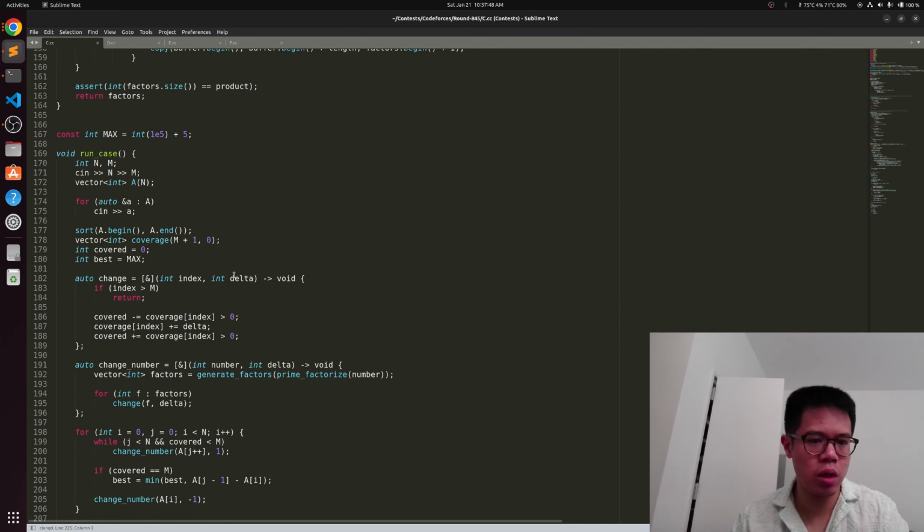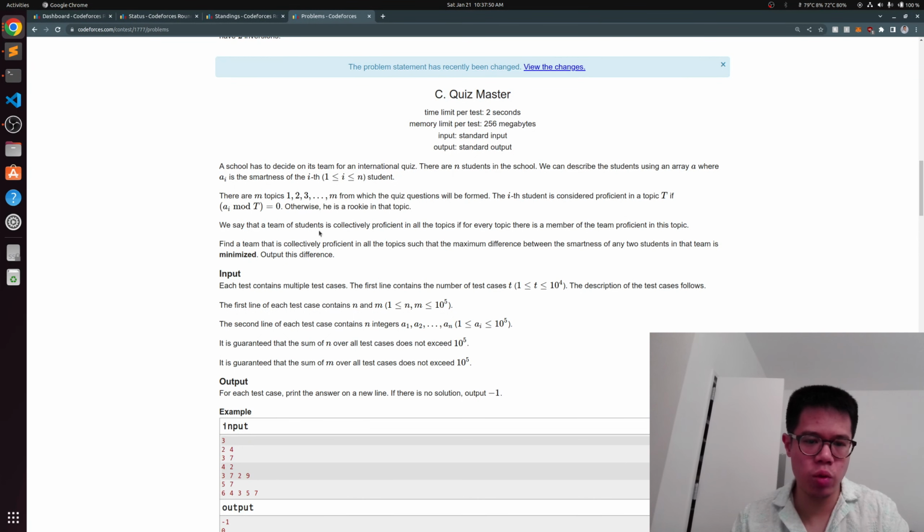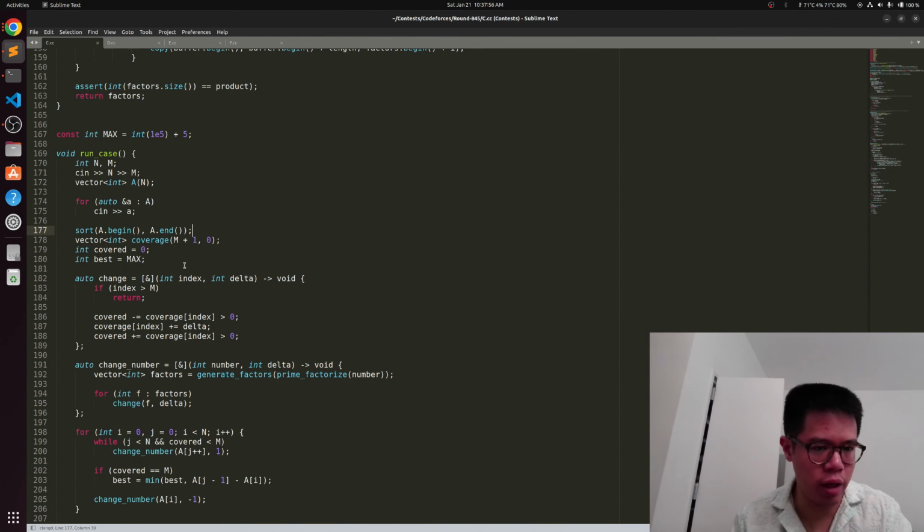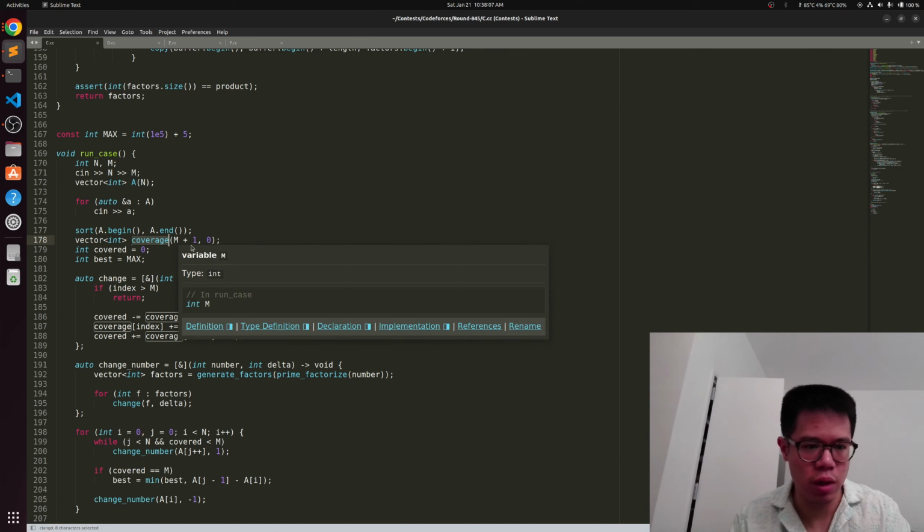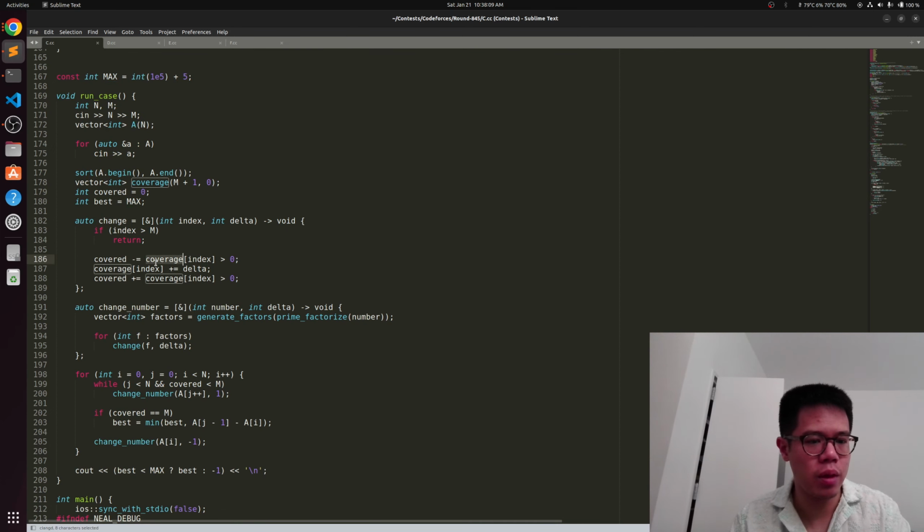Okay, so what we do here, basically we sort the A's because we want to check the min and max, and we do this two-pointer sweep on the A values. We add students and remove students, and we need to answer, do we have enough to cover every topic? And the way I do that, I just track the coverage for every topic, and then I just make adjustments to that coverage array. So I'm always counting how many students are covering every topic.